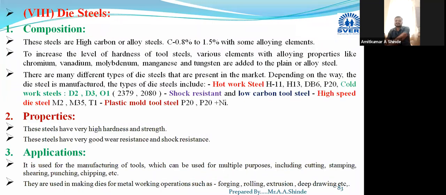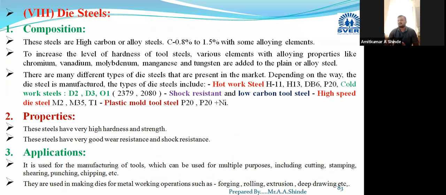Then the next type is the die steel. From the name itself, you will understand it, or it is very easy to remember its application. These die steels are used for manufacturing of different kinds of dies which are used for metal working. It may be a forging die, extrusion die, rolling die, or a deep drawing die.